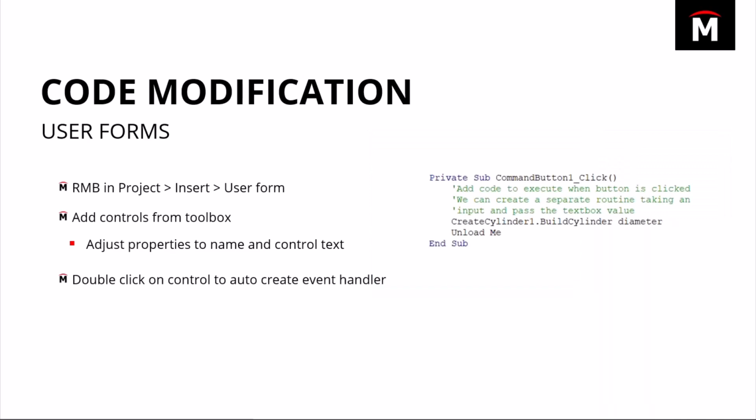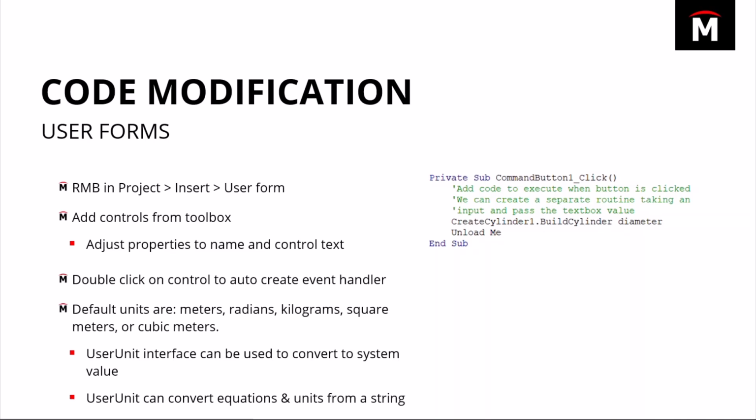Now the button's going to be the start to run the macro, and so we need to tie an event to that button. What happens when it is clicked? And to do that within the VBA Editor, we just double click on the control to access or create a subroutine for that click event.